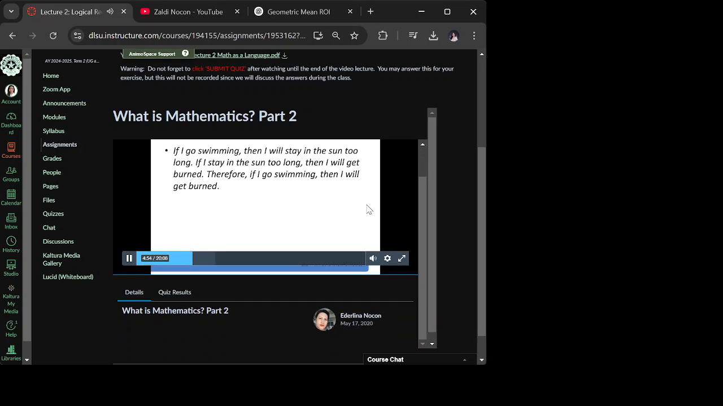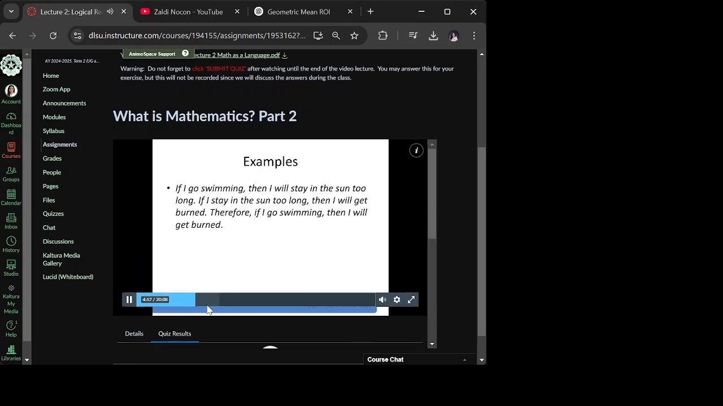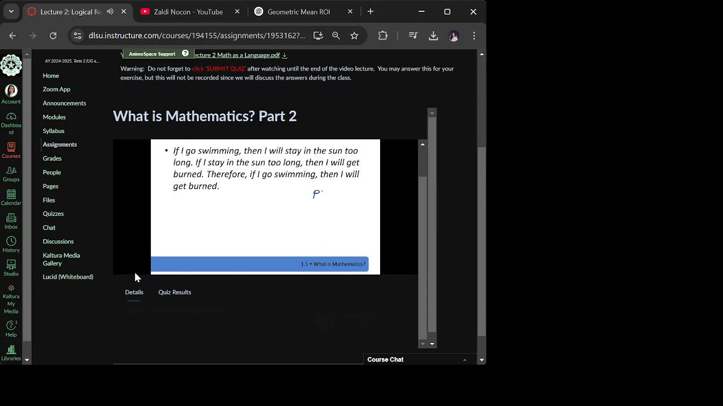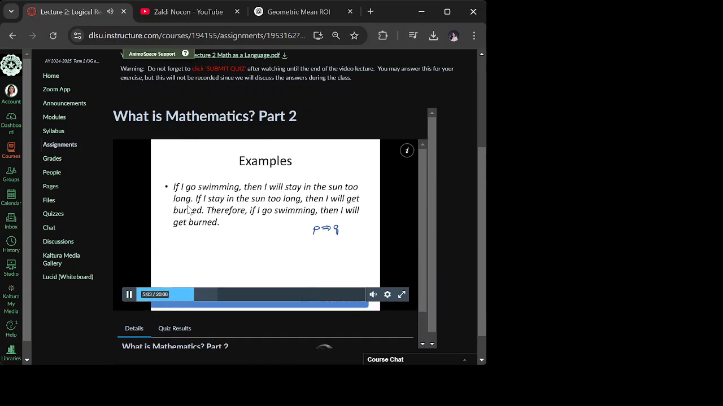If I go swimming, then I will stay in the sun too long. P implies Q. If I stay in the sun too long, then I will get burned. Q implies R. Therefore, if I go swimming, then I will get burned. This is valid by hypothetical syllogism.